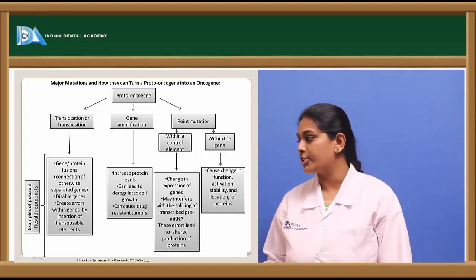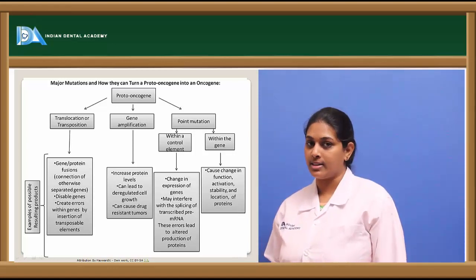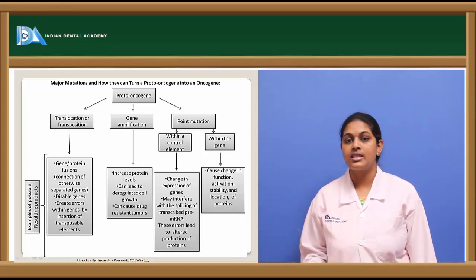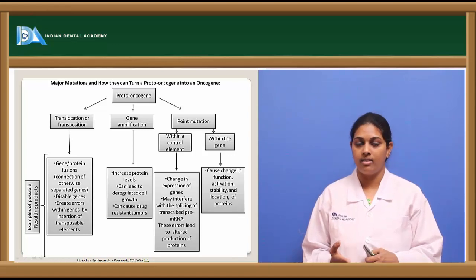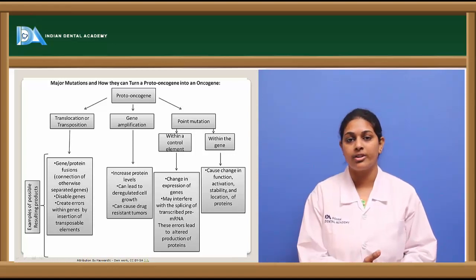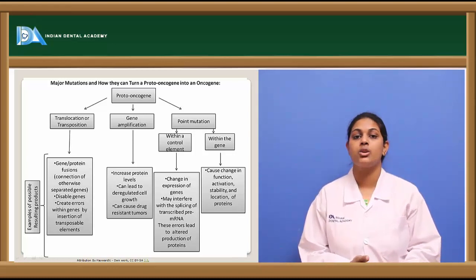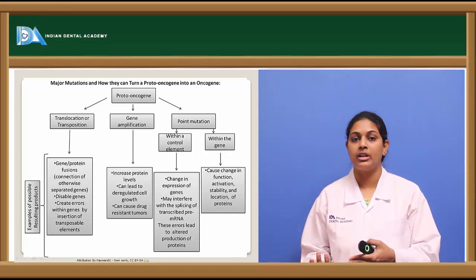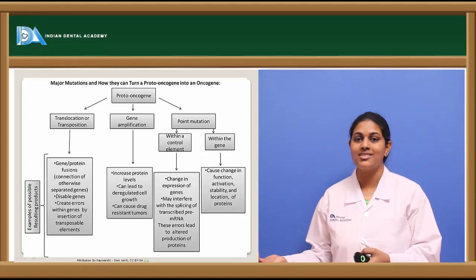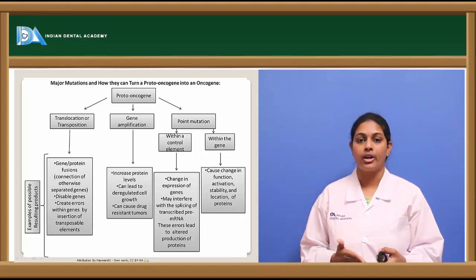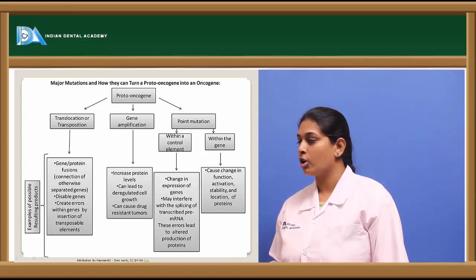So the translocation results in gene fusions, that is the connection of otherwise separated genes. Then it also causes the disabling of the genes, that is, the genes become handicapped. They can become handicapped because of this translocation, for example the long arm of chromosome 9 being translocated to chromosome 22 in the case of the Philadelphia chromosome, which is seen in chronic myeloid leukemia. This is what is observed, that is handicapping. The genes become handicapped or otherwise disabled. This is what happens because of the translocation of the chromatid arms.